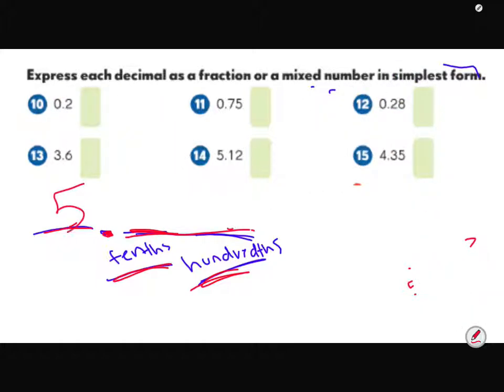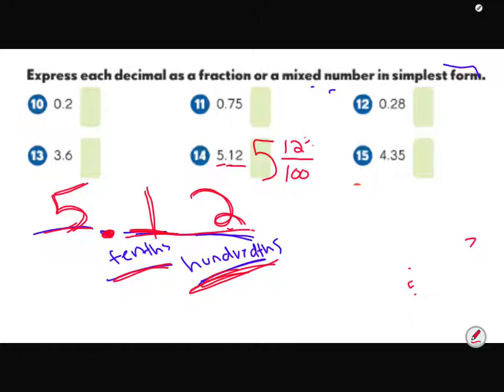For the next one, I'm just going to erase so we can see better. This says 5, so I would read this as 5 and 12 hundredths. 5 and 12 hundredths. Again, I know that the factors of 12 are 1 and 12, 2 and 6, 3 and 4. And I know 100 can be divided by 4. So I know that 12 divided by 4 is 3. 100 divided by 4 is 25. So I would get 5 and 3/25.